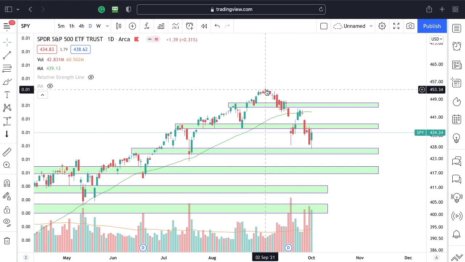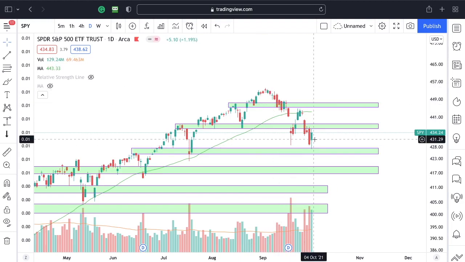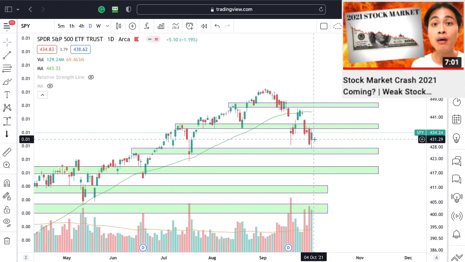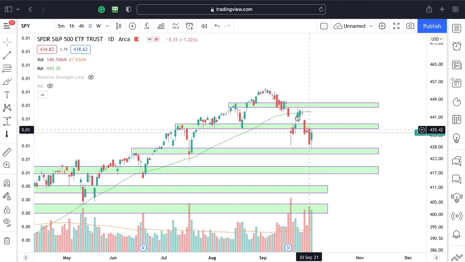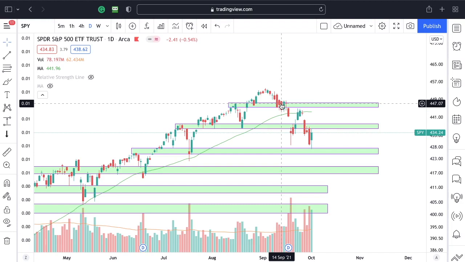And since then, not only did it not manage to reach back its old highs, it has been declining over here. If you watch one of my videos, which I did about a week or two ago, when I filmed that video, we were around this point in the price chart. And at that time, I already shared some of my concerns about the US stock market.